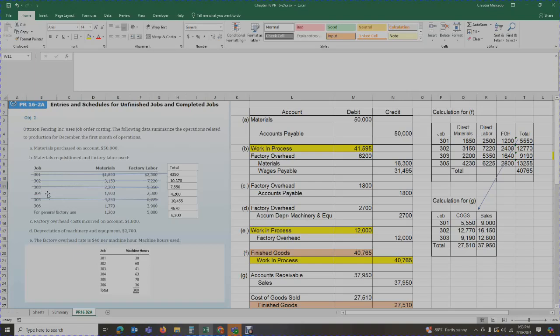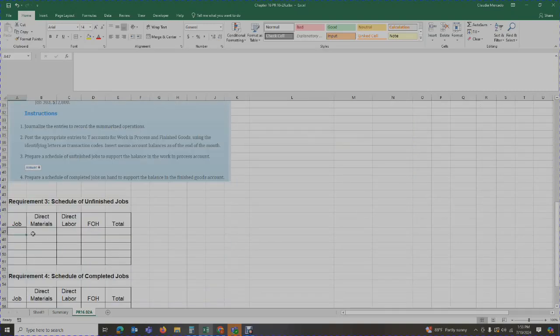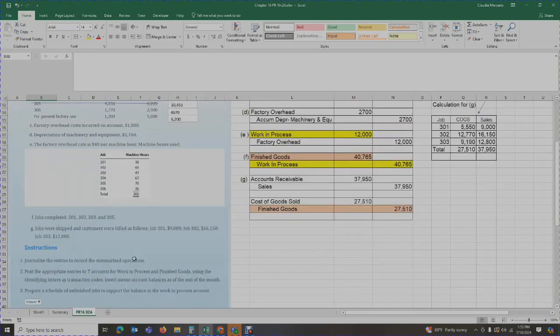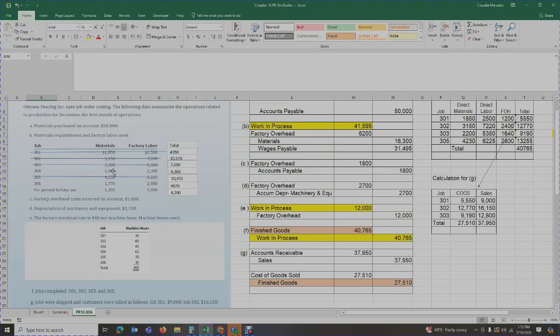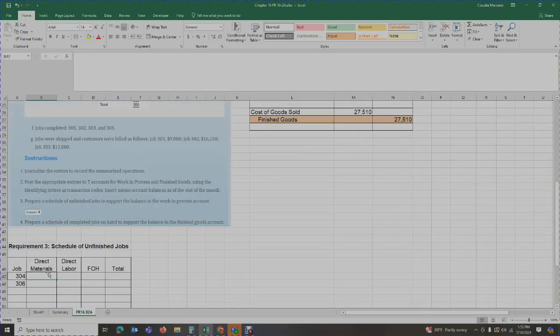Okay, so we've got 2 jobs that we have not completed. It's job 304 and job 306. So we're going to create the schedule. Okay, 304 and 306. Those are the 2 jobs that we have not completed. Now if we look at 304, materials is $1,900 and labor is $2,300. So we're going to bring that down.